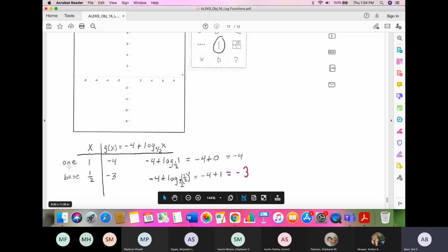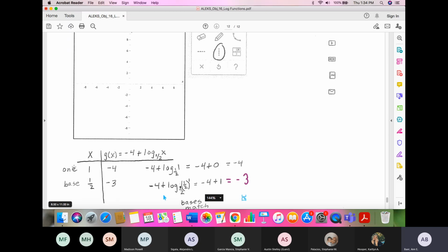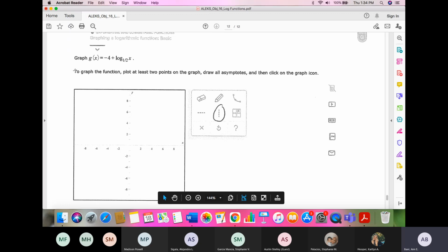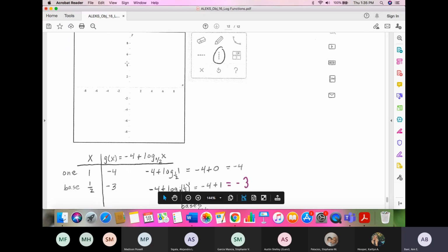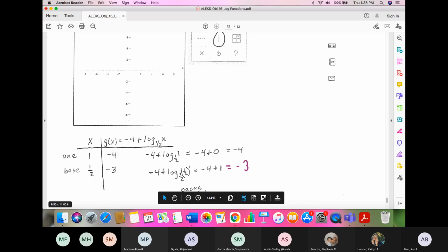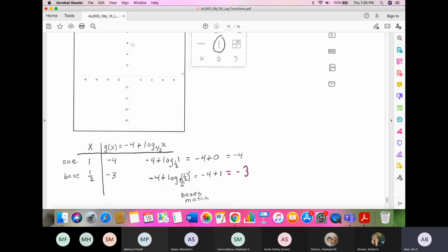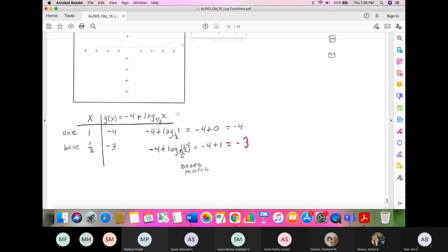Another way to look at it, you could write it like that if you want. So the number 1 makes sense. We want to choose our base, which is here, 1/2. And we want to plug them in to the original function, which is -4 plus log base 1/2 of x. And I wrote that right here.